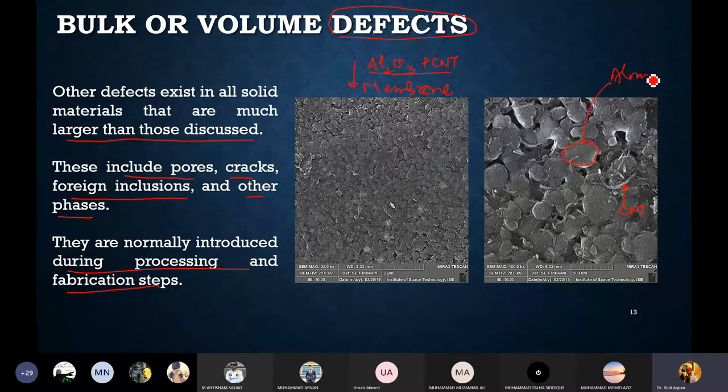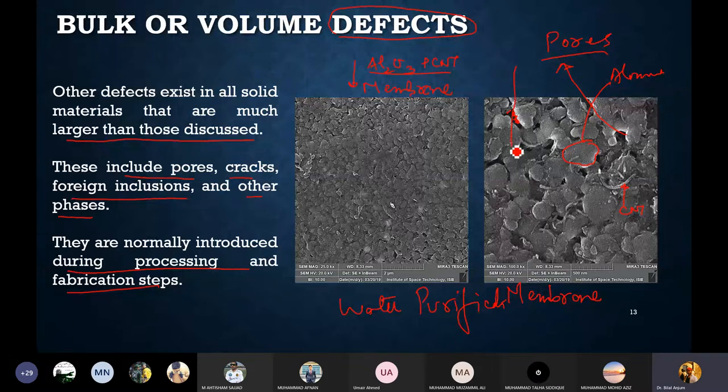These are alumina particles, and these black regions are essentially pores. So this is essentially a membrane for water purification.